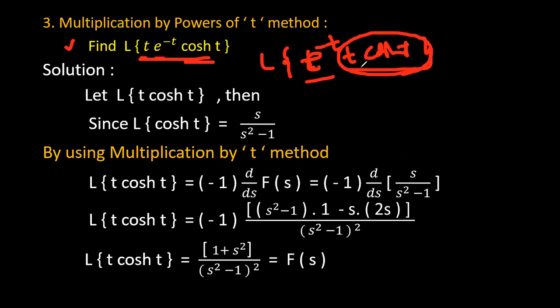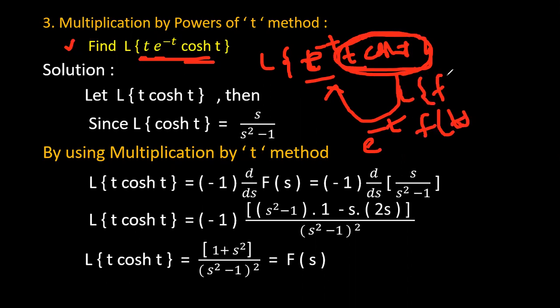By applying the Laplace transform to the function t into cos ht, we then have to apply the first shifting theorem. This is the first shifting method. So e power minus t into, assume this entire function as f of t. Now we apply the Laplace transform to the f of t function, and get the f of s back.